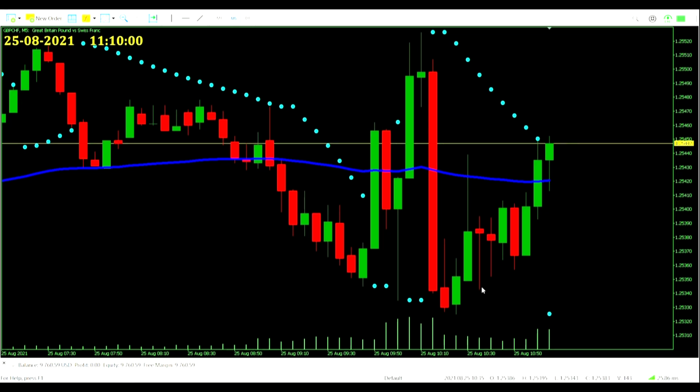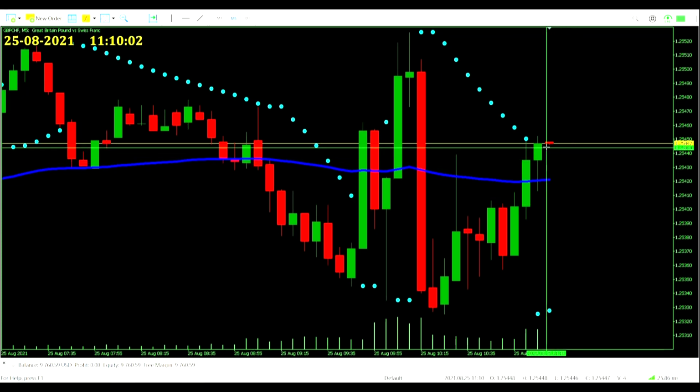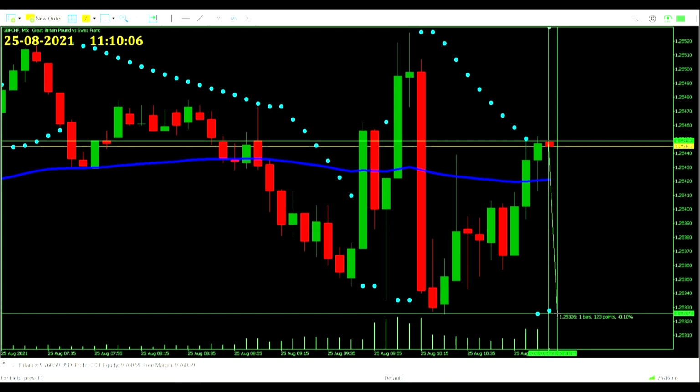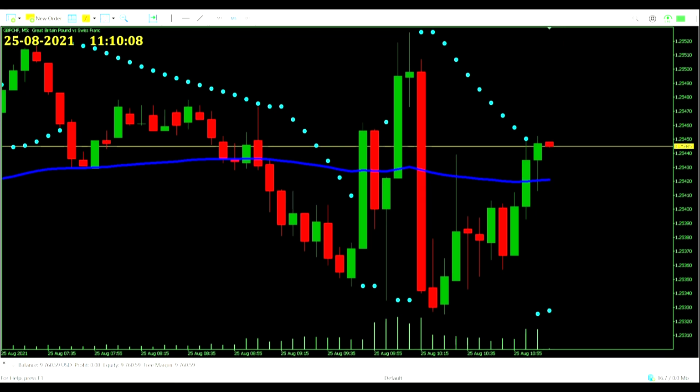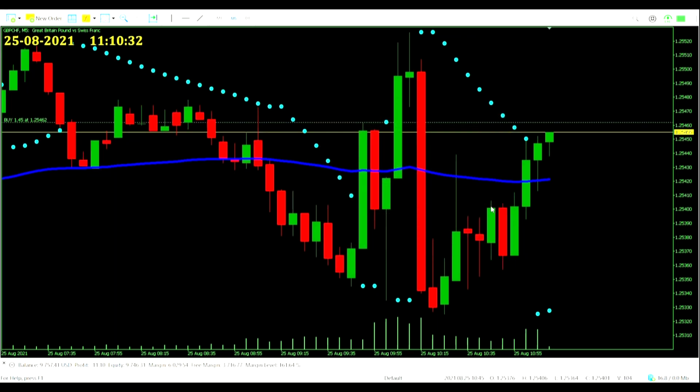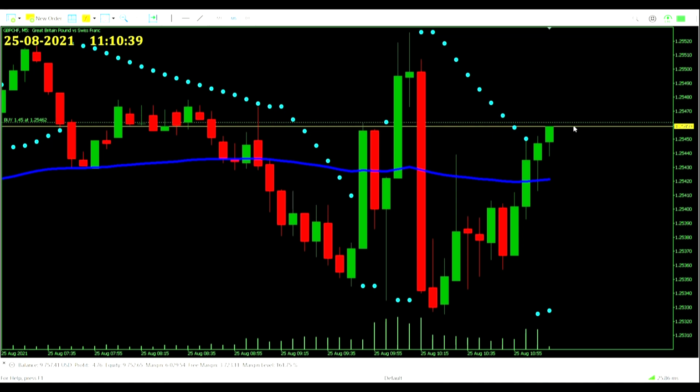Here comes the close. Let's measure ourselves out now from the open of that candle there all the way down to there. That is 12.3 pips. And still going for 2% risk capital off our current balance of $9,760. There's our risk on screen now. And we're in. Hopefully that momentum hasn't gassed out and this can keep on going.